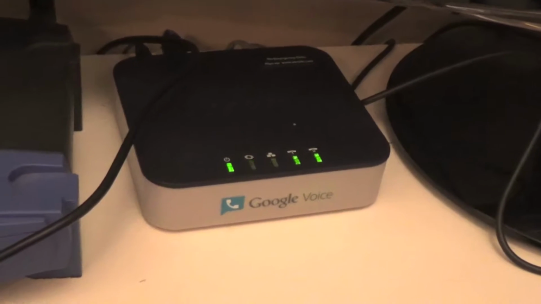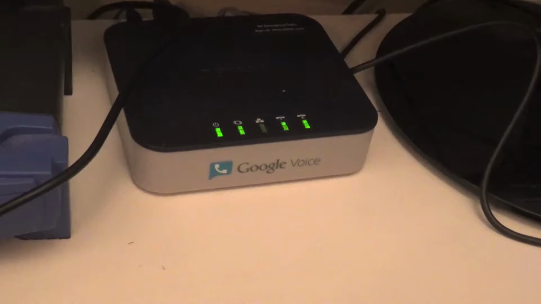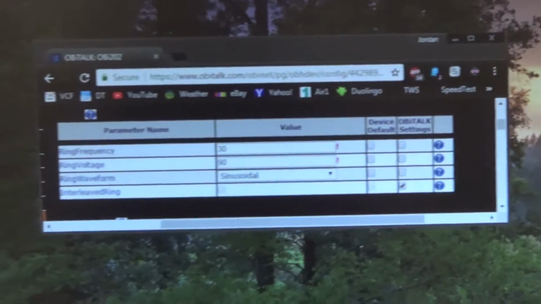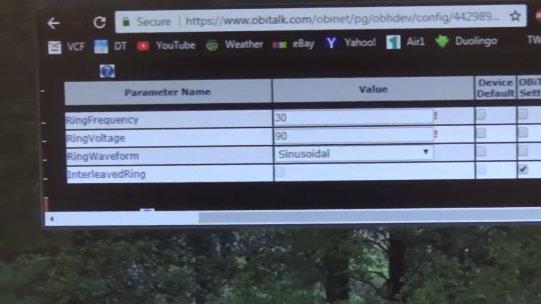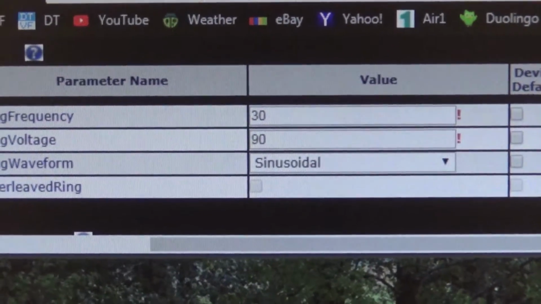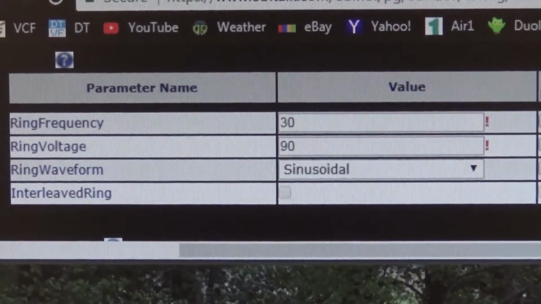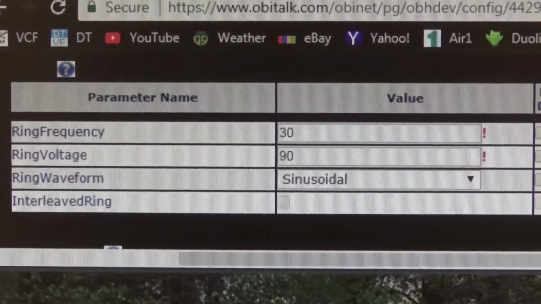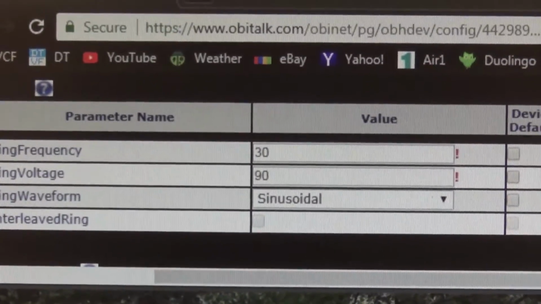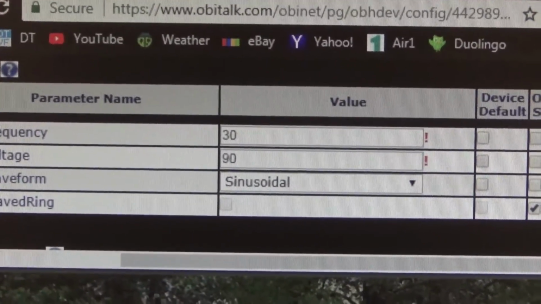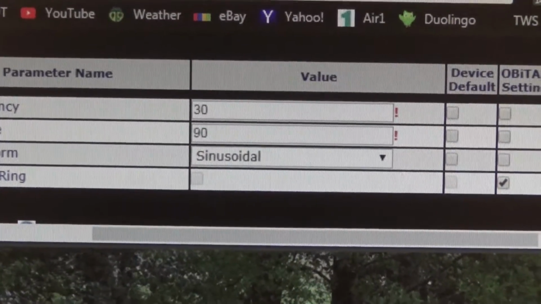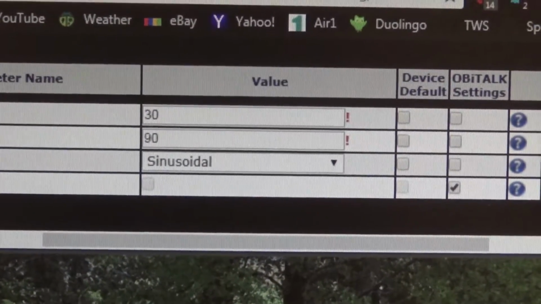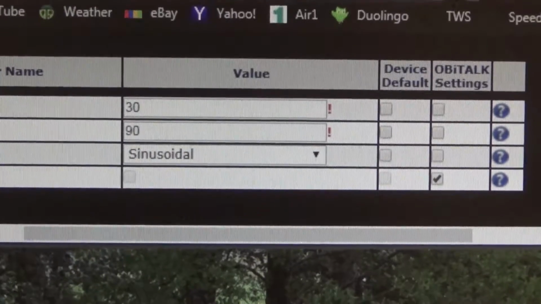A few weeks ago, I decided to tackle the issue of mechanical ring phones not working on my telephone line. So I went into the OBI box configuration and was changing some of the values of the ring. The default settings were 20 Hz at 70 volts, which is a fair bit below, in terms of voltage, what you typically find on a telephone line. Ring voltage is usually about 90 volts. So I was increasing the ring voltage by increments of 5 volts.